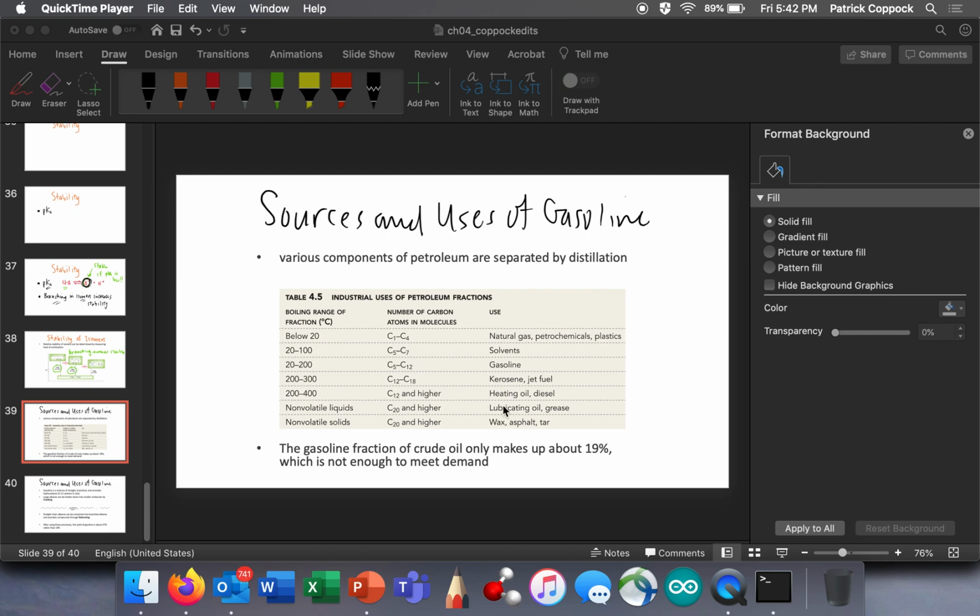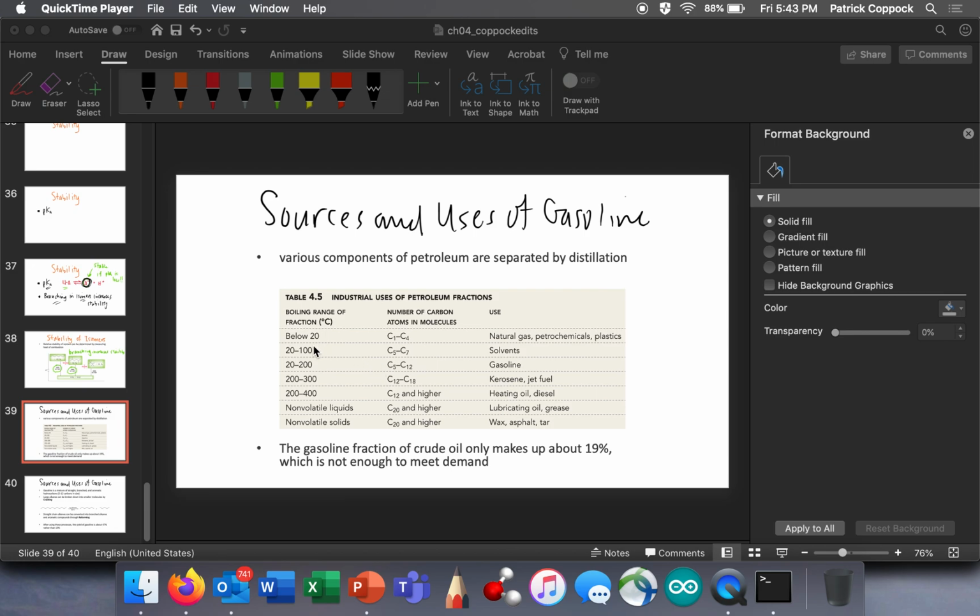It turns out that we have lots of components in crude oil, and if we distill it, certain components that have one carbon or four carbons come out below 20 degrees Celsius, which is below room temperature. So even cold, you're going to get natural gas, petrochemicals, and plastics, C1 to C4, at cold temperatures. And then after that's done, you warm it up a little bit. Room temperature is just a little over 20 degrees, 21, 22 degrees.